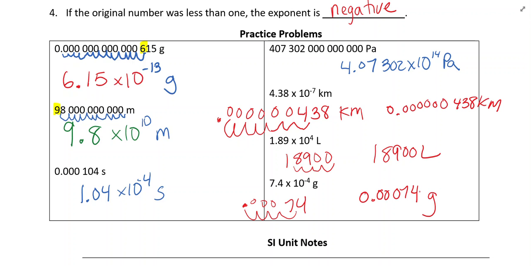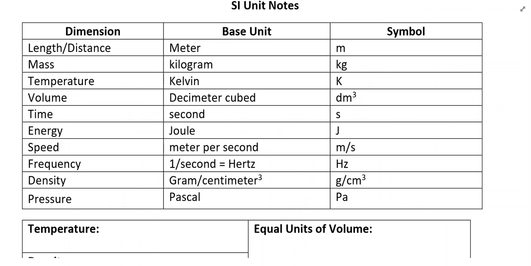So in the last example, it is a negative value, so the decimal point moves to the left. So you end up with 0.00074 grams.